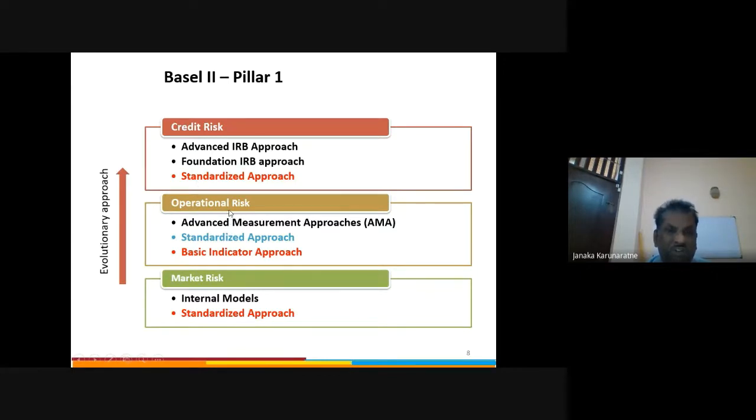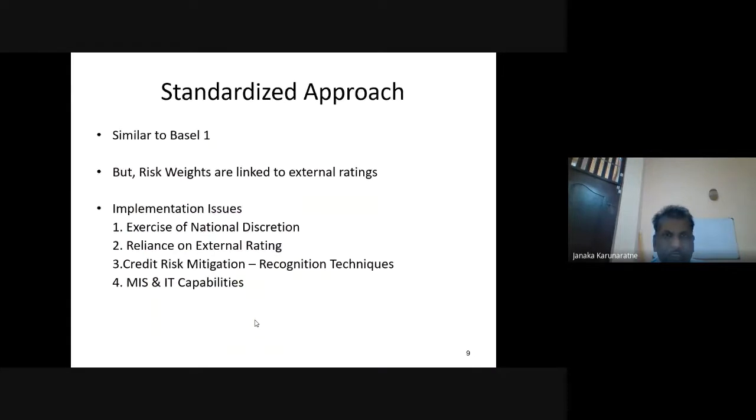Then operational risk, there were 3 approaches Basel suggested. The basic indicator approach is the very simple approach, the last one. Then standardized approach and the advanced measurement approach. Most banks in Sri Lanka follow the basic indicator approach. Probably, maybe some international banks follow the standardized approach. Then market risk, there were 2 models suggested, standardized and the internal model based approach. But here in Sri Lanka, most follow the standardized approach, right?